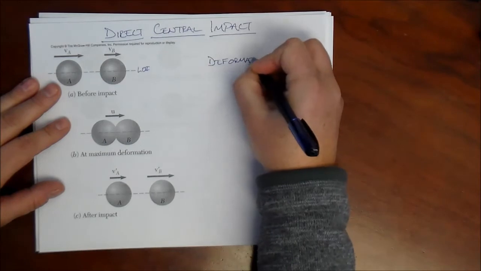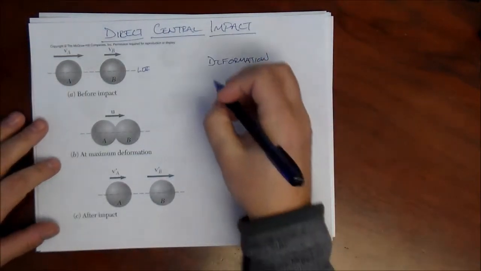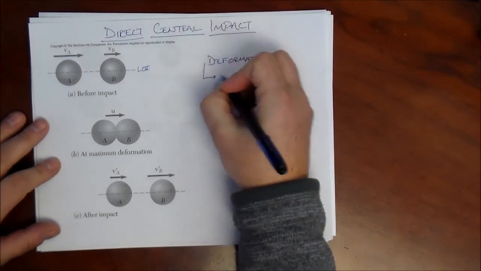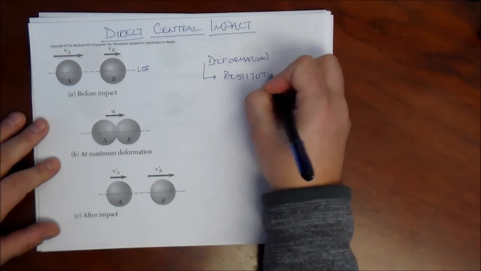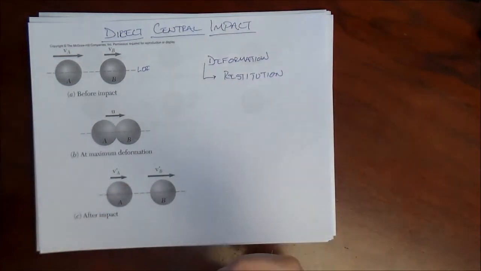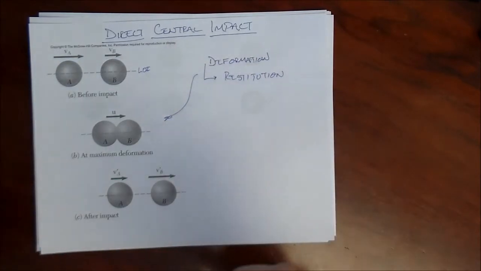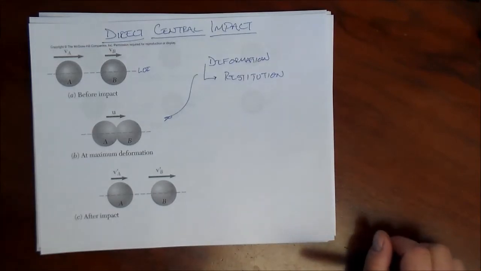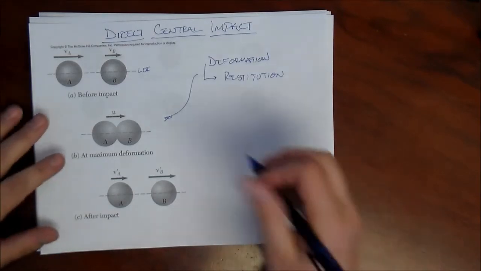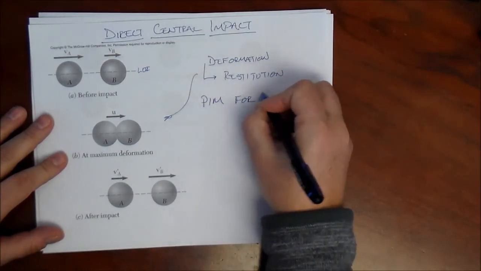So we have this period of deformation when the two bodies begin to compress, followed by what we've referred to as restitution, when the two bodies spring back to their original shape. This all happens during the collision, in between when they first come into contact and when they come apart. Okay?